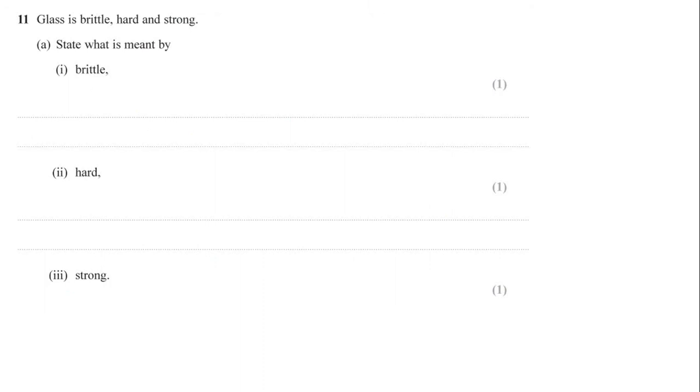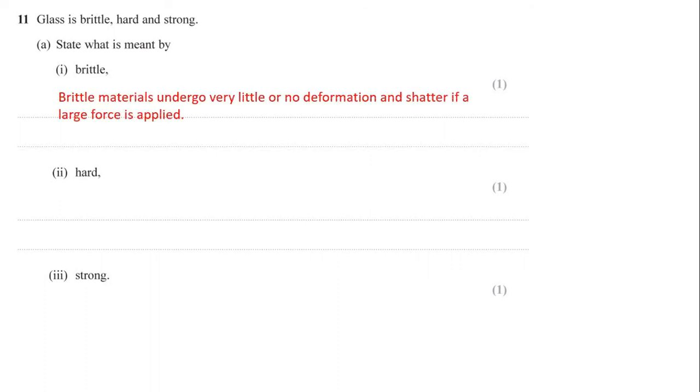Glass is brittle, hard and strong. State what is meant by brittle, hard and strong. A typical definition comes in exam. So brittle is a material that does not go any extension, or if it does, then there is a very, very small extension when you apply force, and if you increase the force, it just shatters. So you say that brittle is a material that shatters immediately if force is applied.